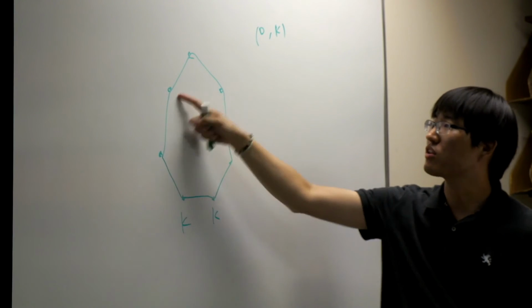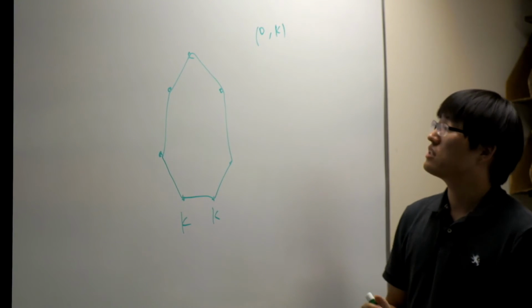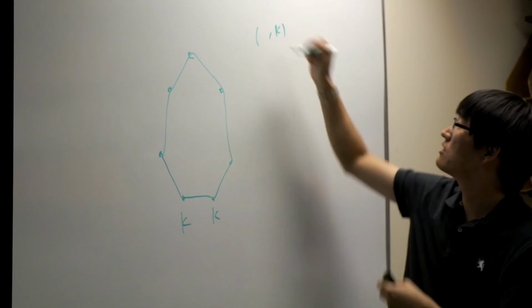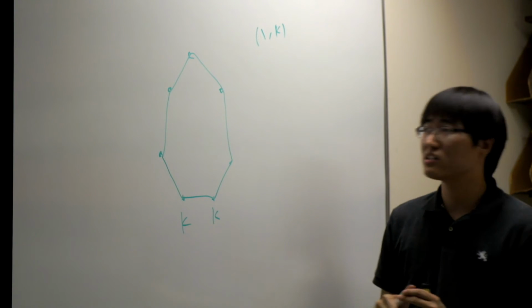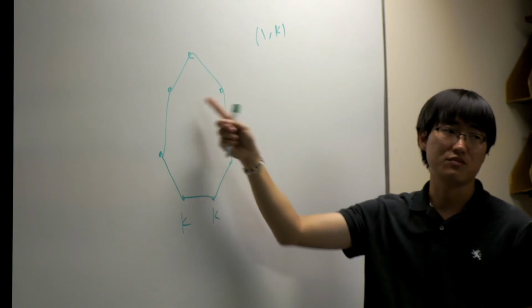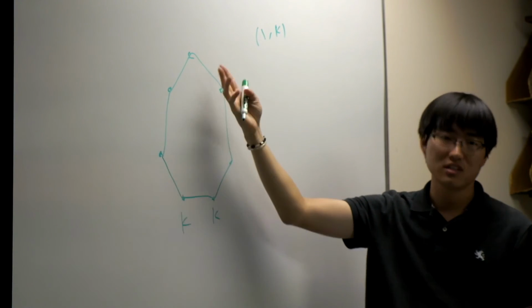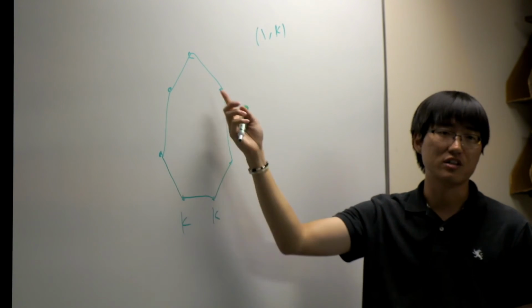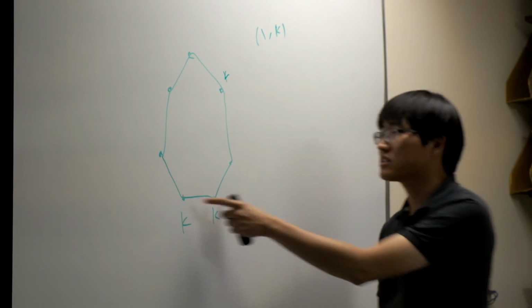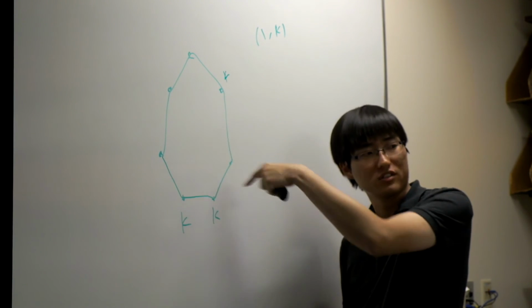And I claim that one of these 3 is 0. Or maybe I should say 1 because we're doing 1,K coloring. One of these 3 is K because they can't all be 1. If it's 1, 1, 1, then this vertex would have 2 neighbors of degree 1. So one of them is K. And I say this is the triple that we're looking for. This is like the good triple.